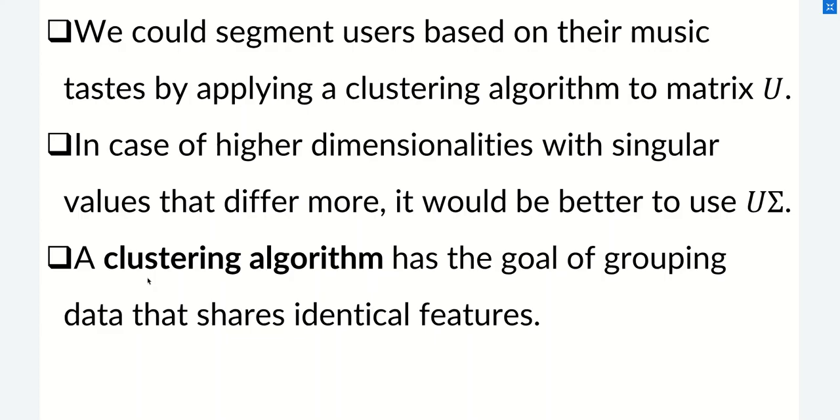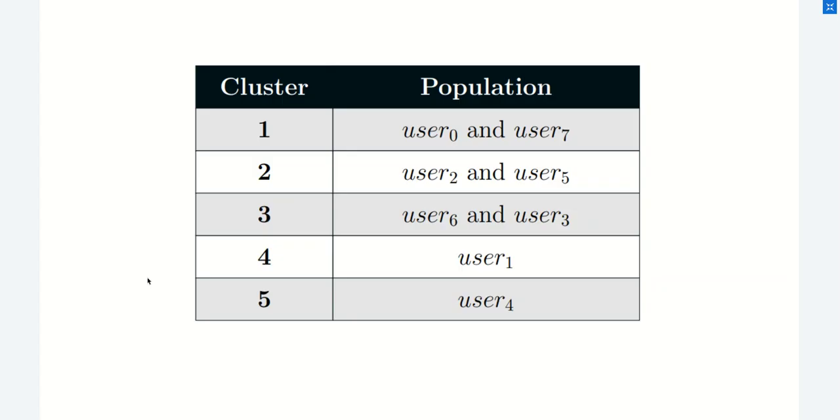So we could segment based on their music taste, applying clustering algorithms you can see. So in this case, a higher dimensionality with the singular values that differ more. So all the explanation I've given, when you read the slides, you will see that. Okay. All right. So this is the clustering as you saw.